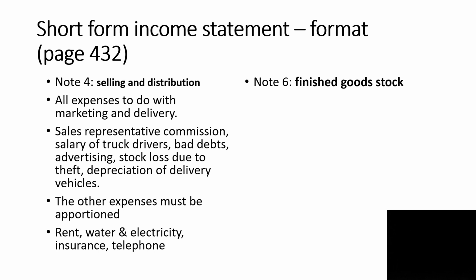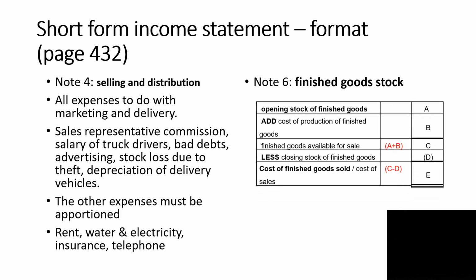Now the finished goods stock is a note in which we calculate the cost of sales. We start with our opening stock of finished goods. Most of the time it is given, but you need to check which year is our opening and which year is our closing. If we are given 2018 and 19, your 2018 will be your opening and your 2019 figure will be your closing. So we take our opening stock of finished goods, our A, we add now the cost of production of finished goods.